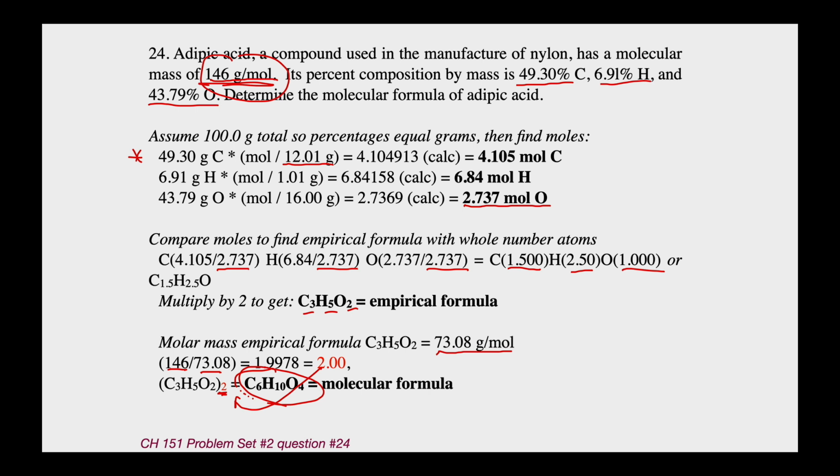So again, to backtrack our steps: percentages to grams, grams to moles, compare the moles to find the empirical formula. And once you have the empirical formula, find the molar mass of the empirical formula, compare it to the molar mass of the whole compound. That's what's going to allow you to find the molecular formula.